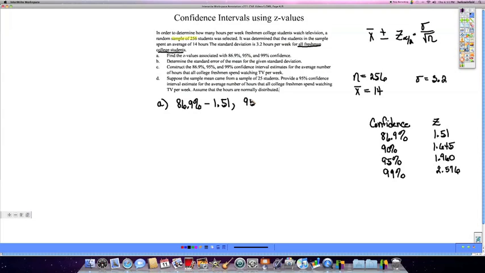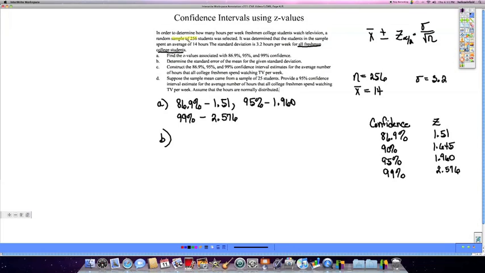The 95% is 1.96. And of course the 99% is 2.576.